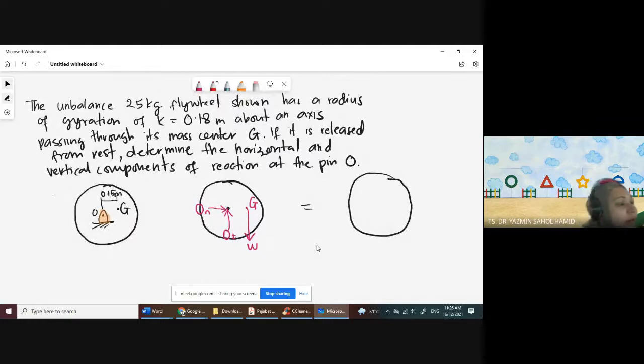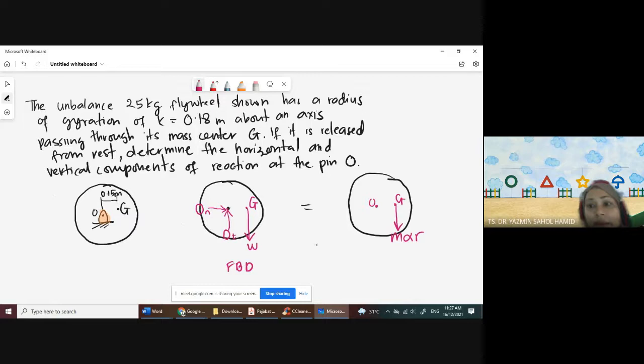Okay, alright. So this is the free body diagram, and then it will equal to the kinetic diagram. Ni adalah point O, ini adalah point G. So dekat G ni akan ada apa? Akan ada M apa? M alpha R lah.